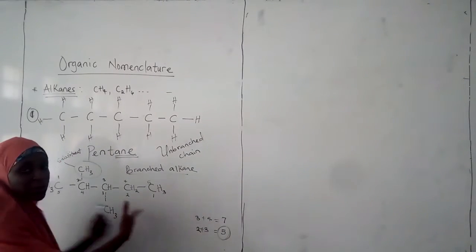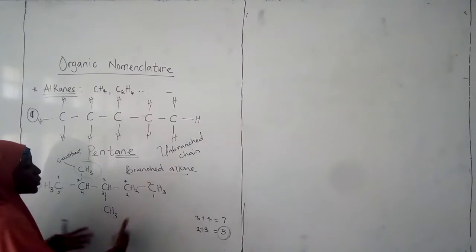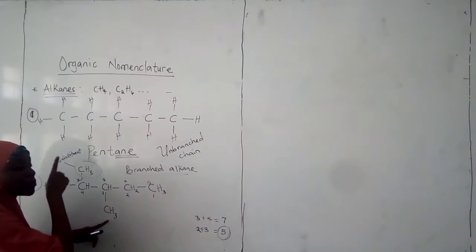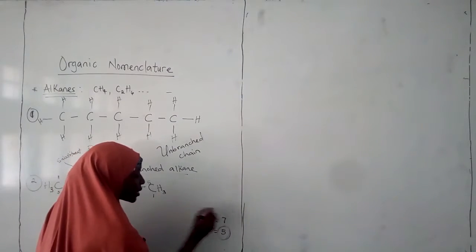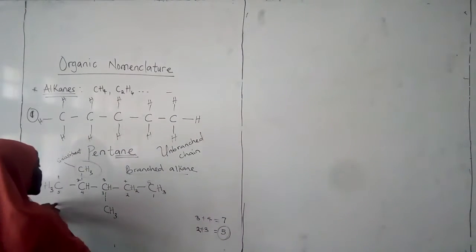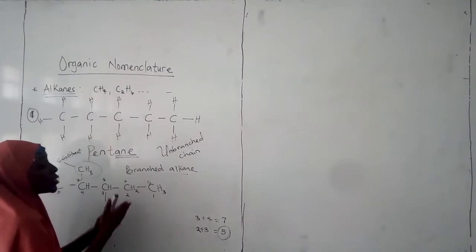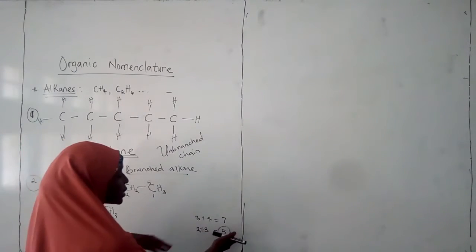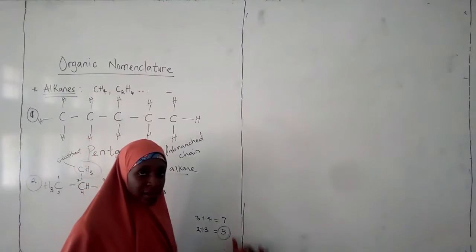When we are counting from this side, we have a methyl in position 3 and another methyl in position 4, which is going to give us 7. While counting from this side is going to give us a methyl in position 2 and a methyl in position 3, 2 plus 3, which is 5. Now we are going to take the one with the least number.